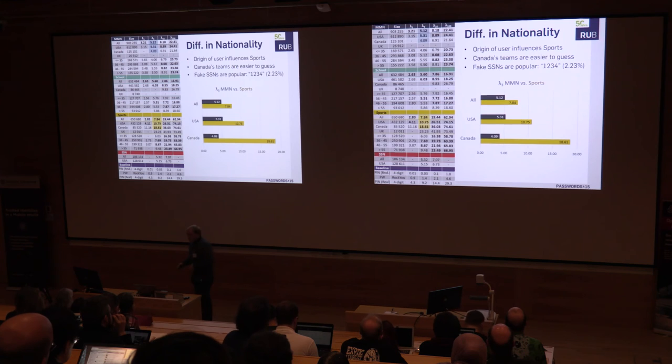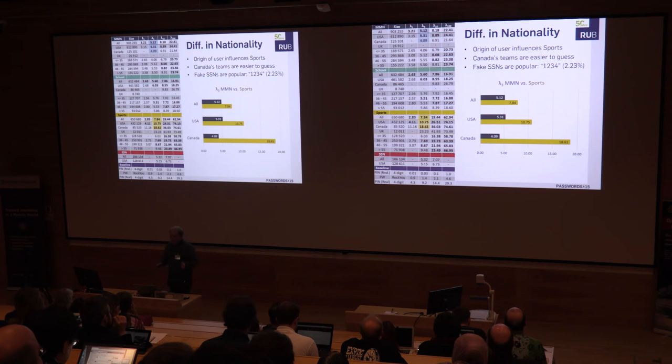And what about the difference in nationality? So the origin of the user influences the questions, not all of them, but for example, the sports question. So the Canadian sports teams are easier to guess than the US ones. And we also see this for the offline guessing resistance, which is not plotted here.